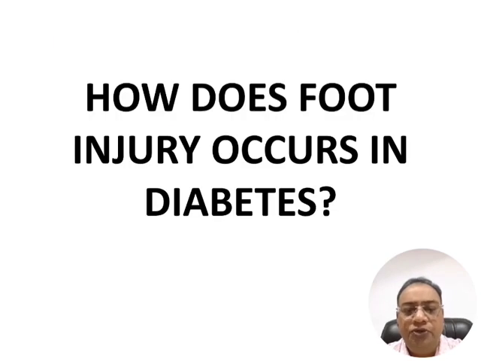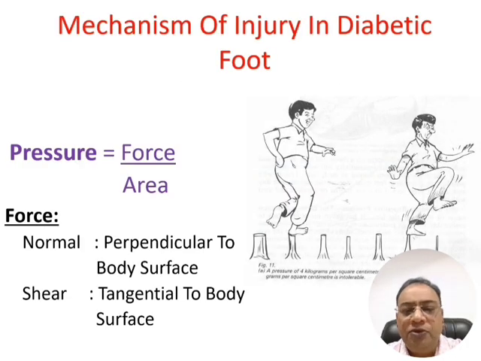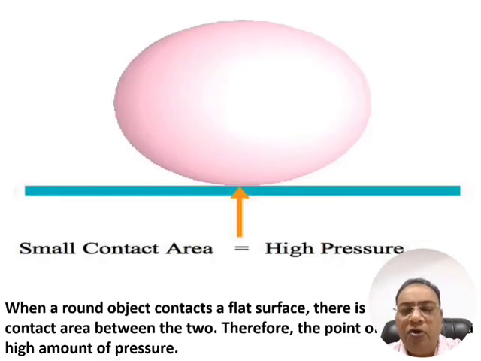How does foot injury occur in a diabetic patient? It's majorly because of pressure. Pressure is equal to force divided by the area. The body exerts two types of force: a normal force, perpendicular to the body surface, and a shear force, which is tangent to the body surface. A smaller contact area means a higher pressure point.